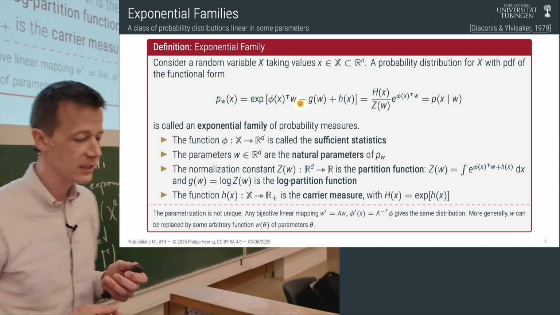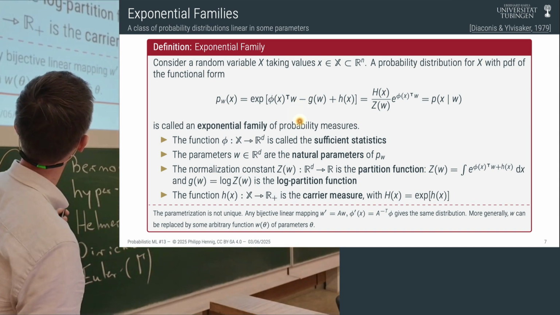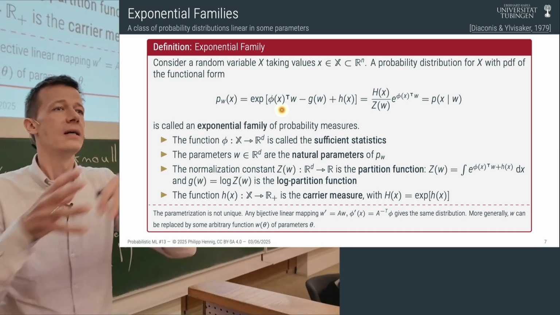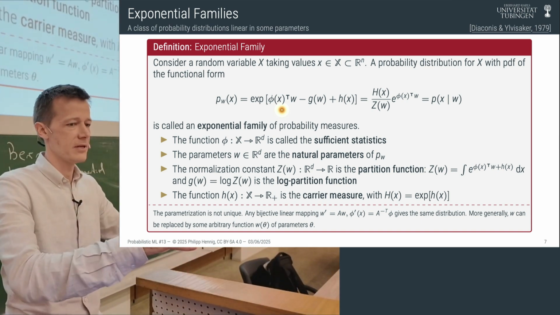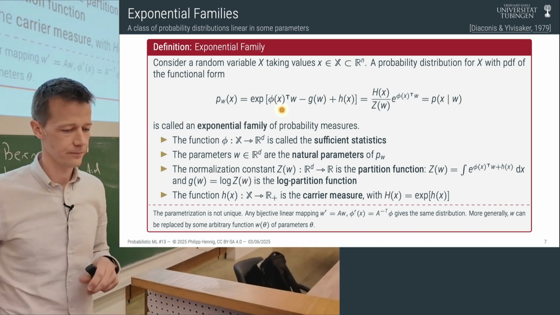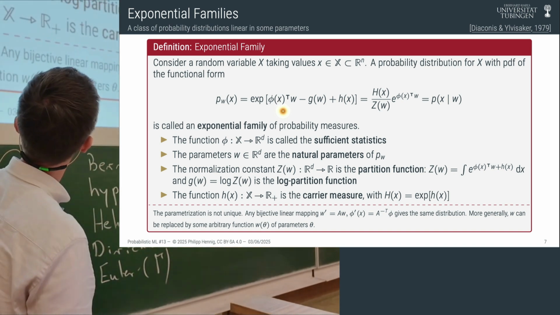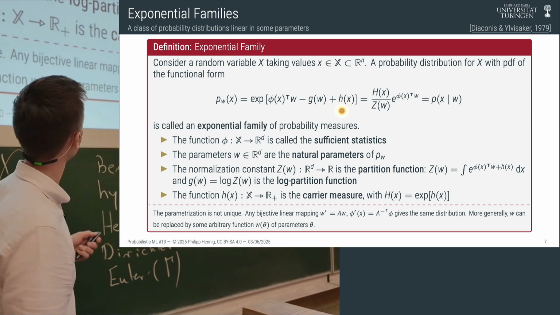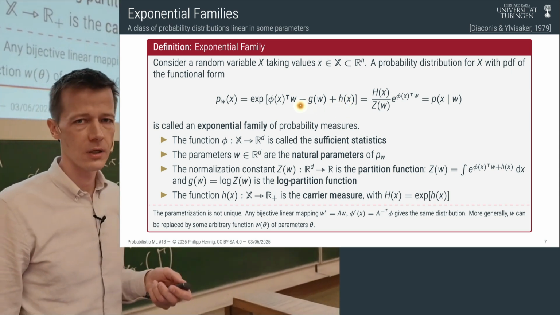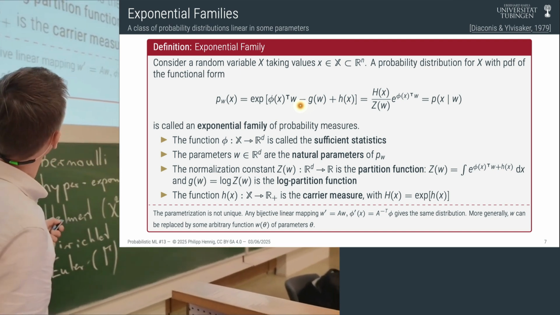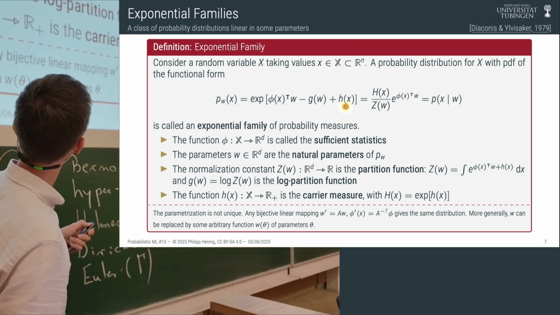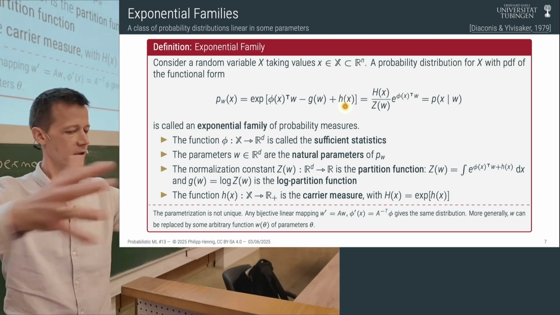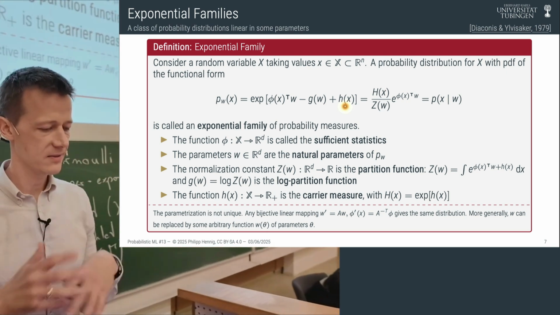So why are they natural? They're natural because they show up linearly in this term. So there's an inner product here between these sufficient statistics and just those numbers, no transformation. That's why they are the natural numbers. And then there are two additional functions, one of them is only a function of x, and the other one is only a function of w. The one on x is easy. It just sort of defines a measure over the domain x.